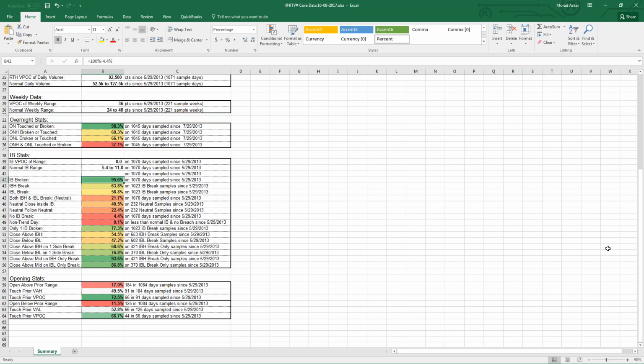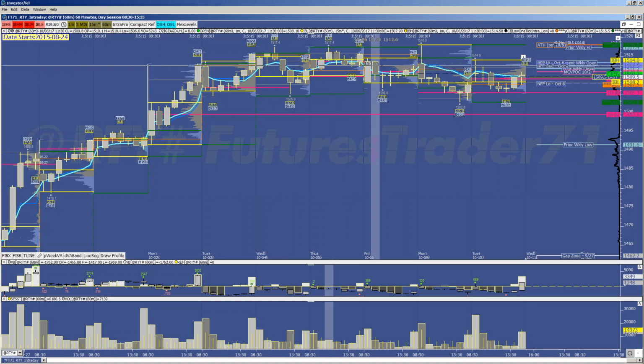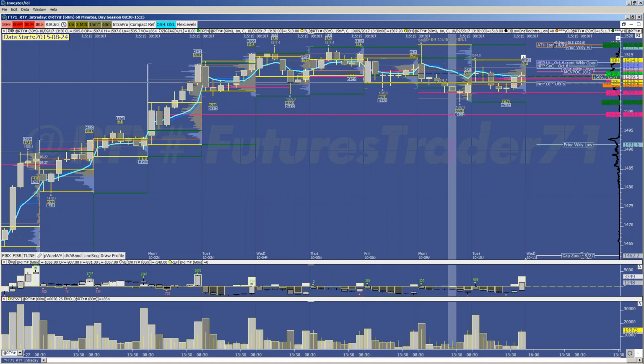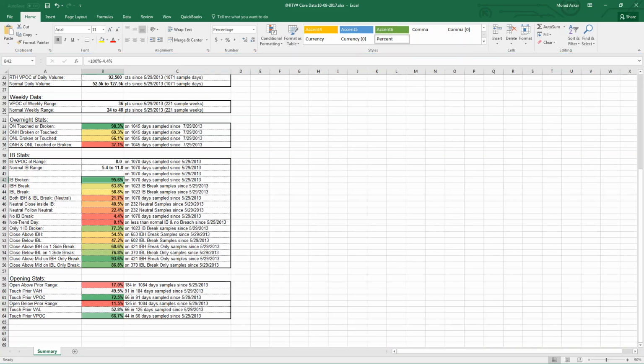That means on any given day, this yellow line will get breached at some point before the end of the session. 95.6. It's hard to get those kinds of statistics, right? So you can incorporate that into your trade management plan or trading plan as you go along.